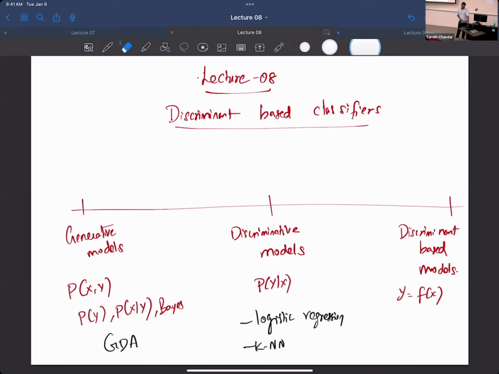So what would be the example for a discriminant based method? Yeah, linear regression is one example, if you're using linear regression for classification, right? That's one example. Any other classifiers we have seen so far? SVMs. Okay. Anything else? Perceptron, right?